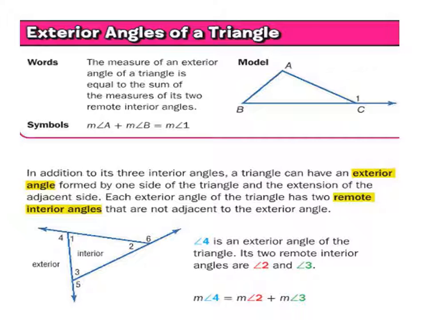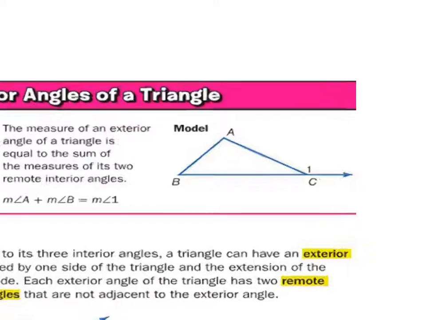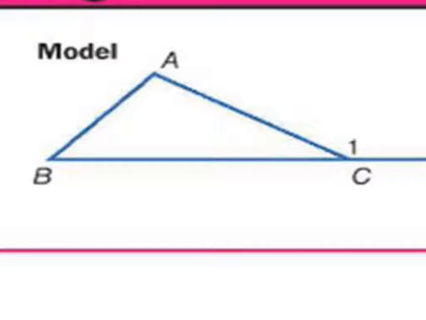All right. Well, this formula here really isn't too important. It is called the remote interior angles. It's from the remote interior angles, meaning if we were to look at this model here, then see how angle 1, it's on the same line. It's supplementary with angle C there, or angle BCA. So when it talks about the remote interior angles, it's talking about the two that are not supplementary with it. So that would be angles A and B.